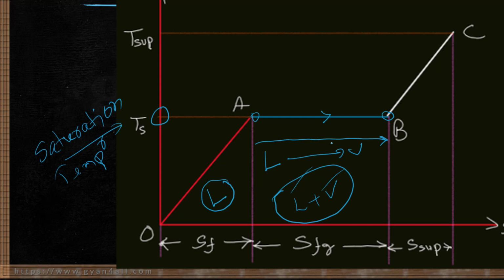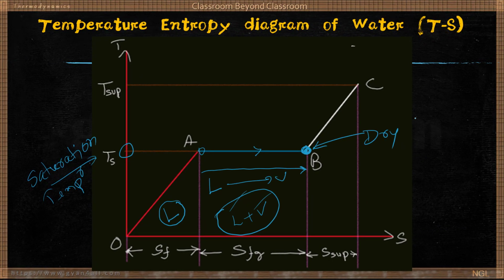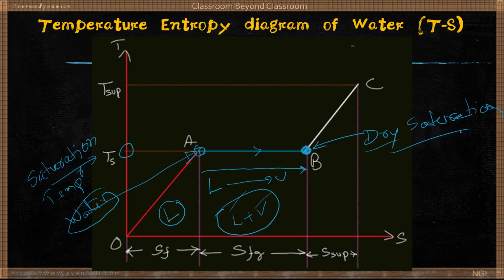And as we go from left to the right, that means as we go on increasing heat, the amount of liquid will decrease, but the amount of steam will increase. So at point B, all the water will be evaporated completely, and that is called the dry steam. So this is the dry saturation point. This is called dry saturation. And this point is also a saturation point, but this is the water point. Point A is water at saturation temperature, and point B is dry steam at saturation temperature.